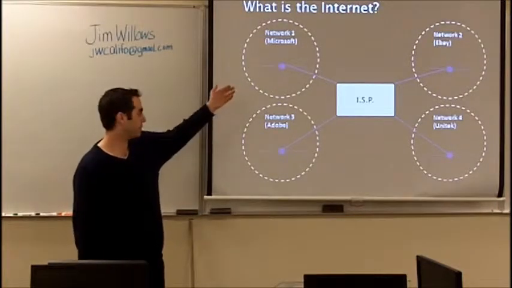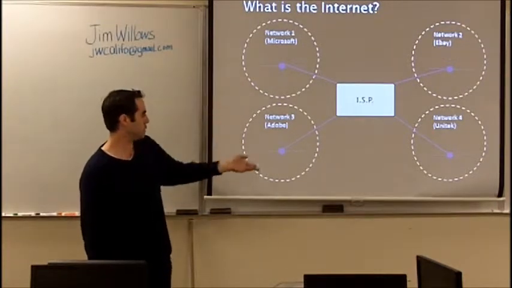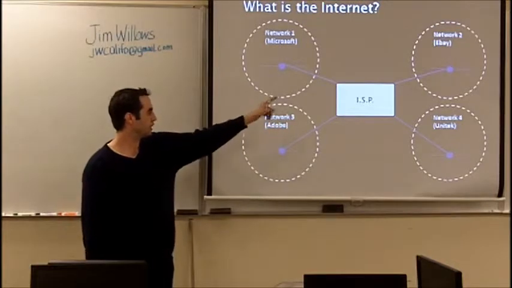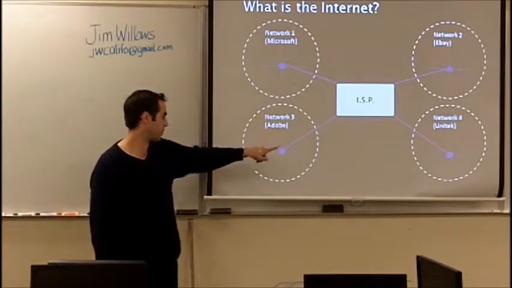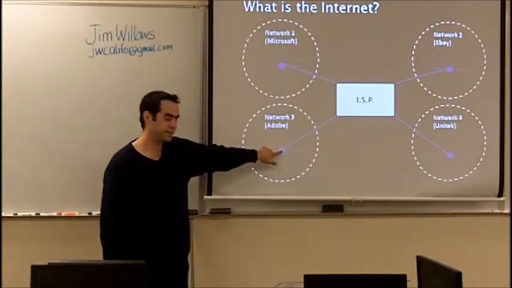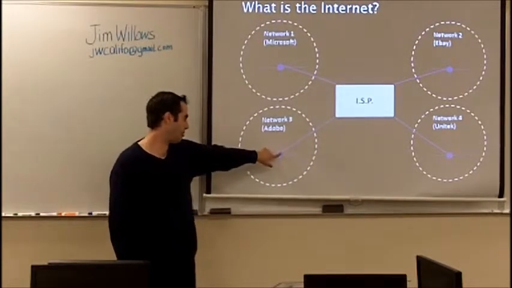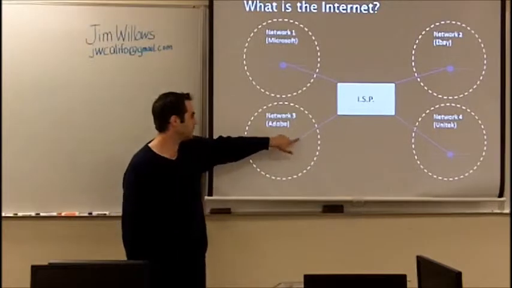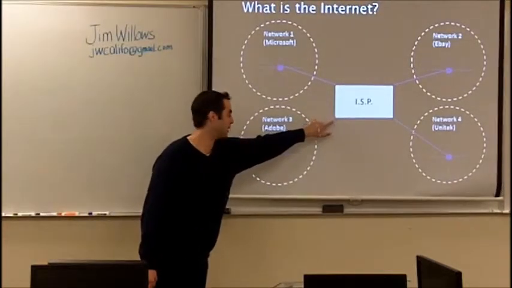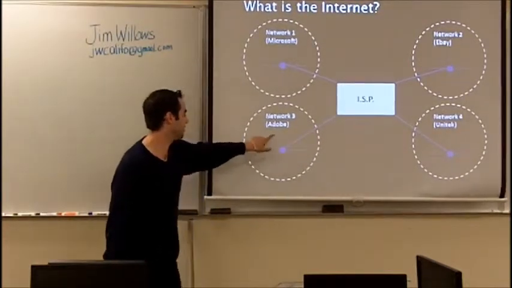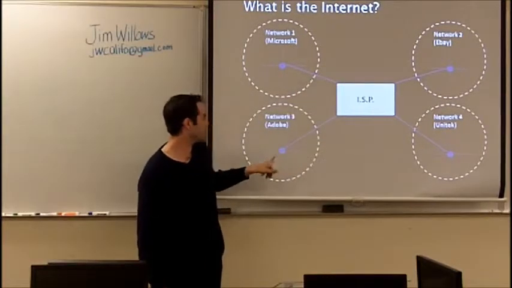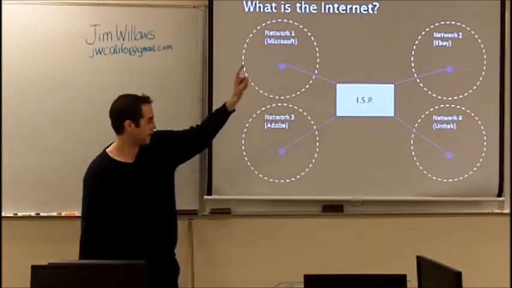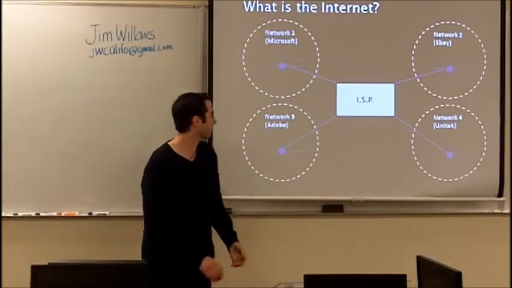If you look at this diagram here, you'll notice 4 networks with an internet service provider connecting each of these networks. Each of these represents an edge for the network, which has a link to the ISP. As long as this link is active, then Adobe can talk to the ISP, and as long as these other links are active, then Adobe can also talk to Microsoft, eBay, and Unitech.